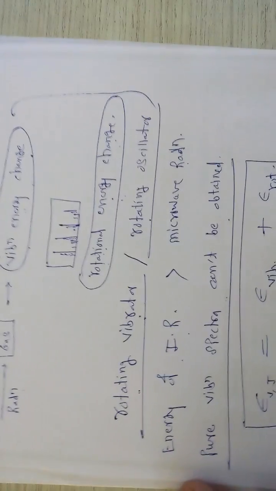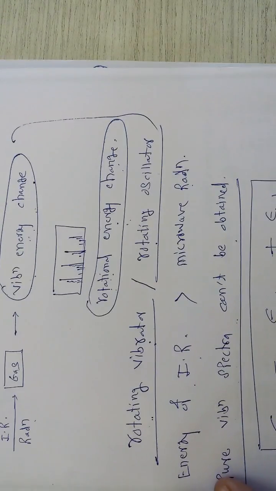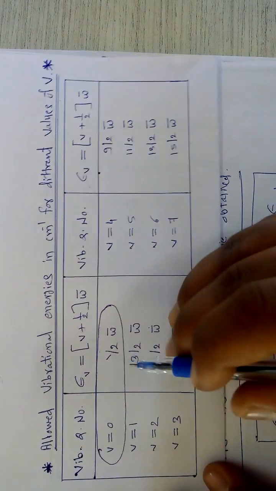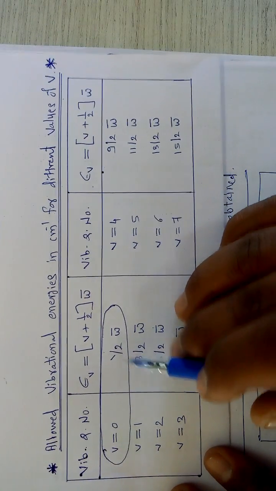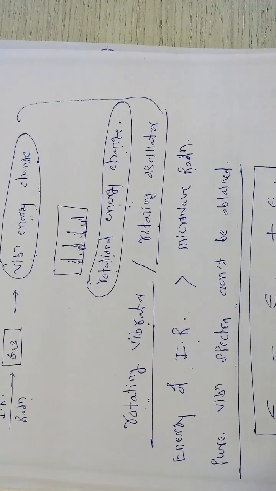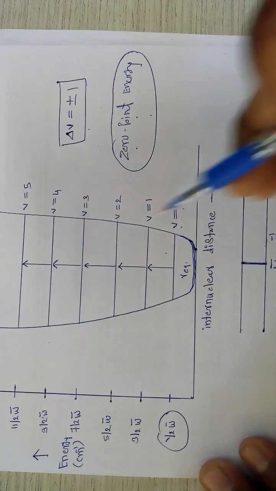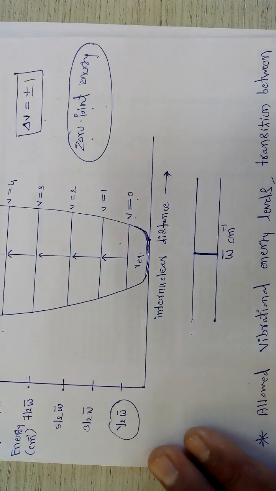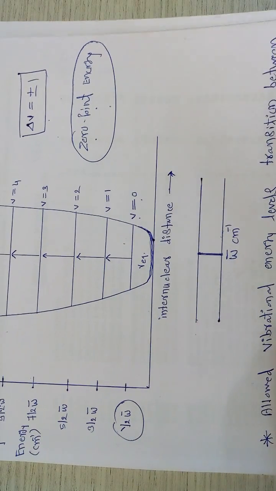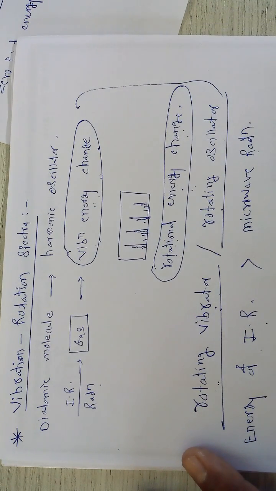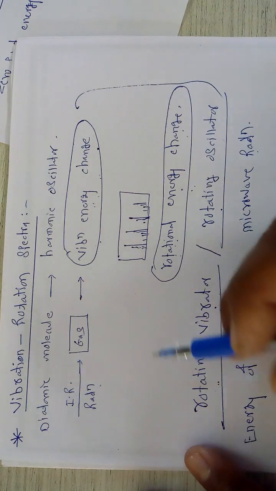So in today's lecture, we considered the different aspects regarding IR spectroscopy. In the first part, we considered how to calculate the allowed vibration energies in per centimeter for different values of vibrational quantum number. In the second part, we considered the different allowed vibrational energy levels, its allowed transitions and its spectrum. And in the last part, we considered the important point, that is the vibration rotation spectra of a molecule. So this is regarding the second important spectroscopic technique, infrared spectroscopy.